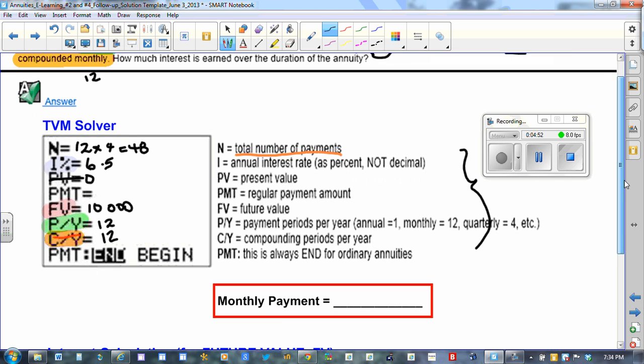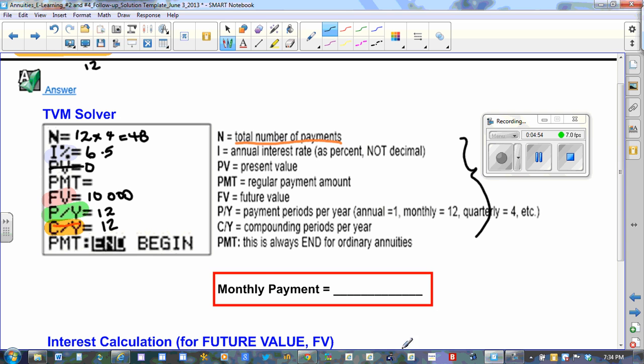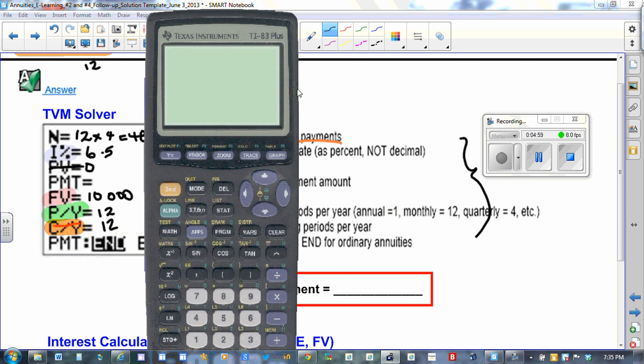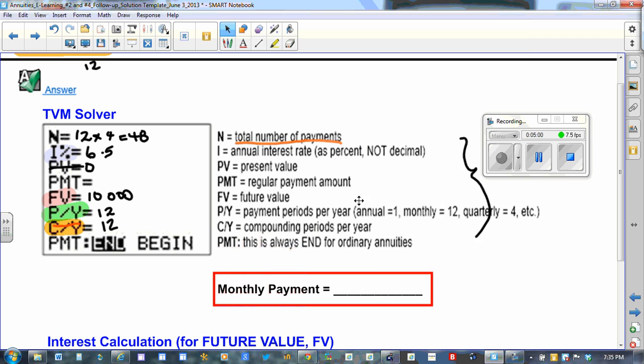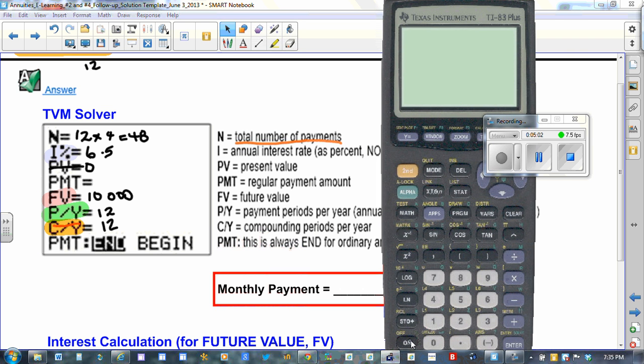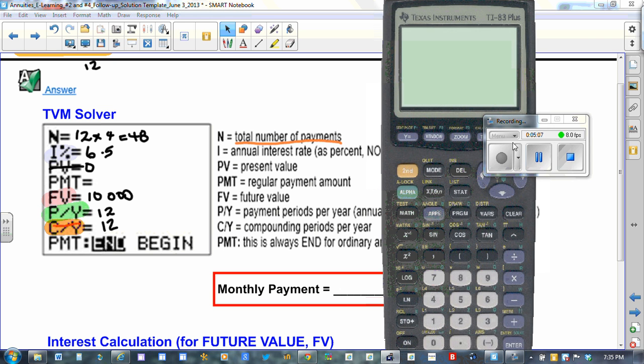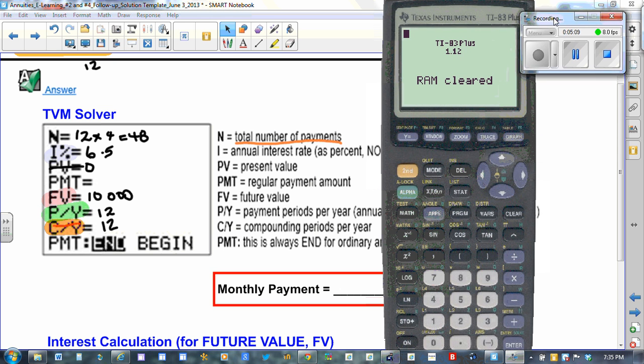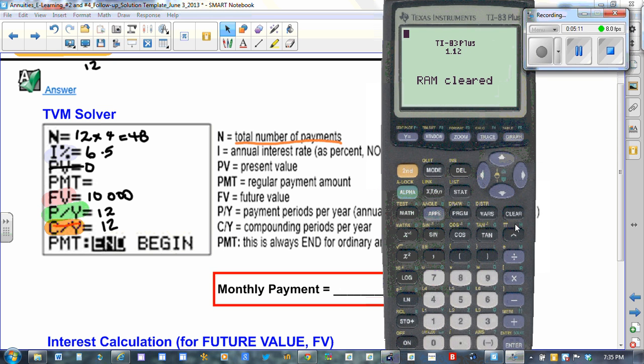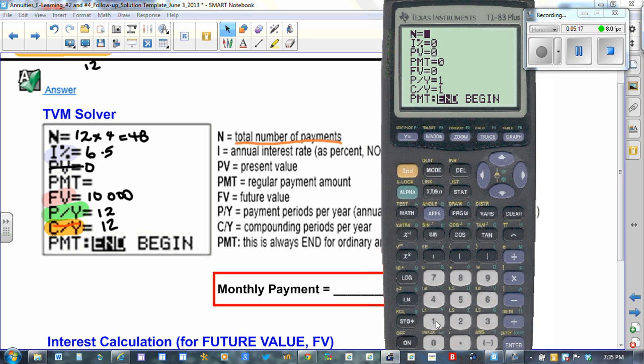All right. So moving forward, let's grab the TVM solver. Okay, and what we're going to do is I'm just going to reset my calculator. I need to do that in order to solve. Okay, so I'll go into apps and double ones. So 1, 1, and we'll enter the values.